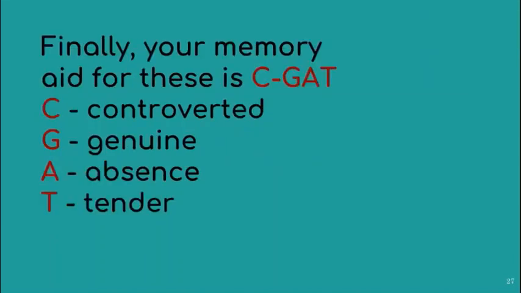Finally, your memory aid for these is CGAT, CGAT. That's C for controverted, G for genuine, A for absence, and T for tender.